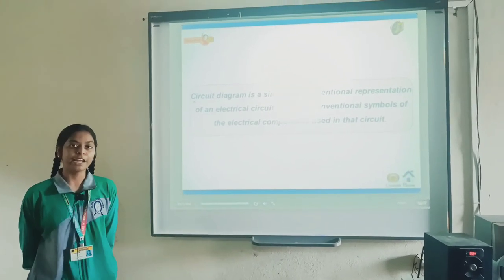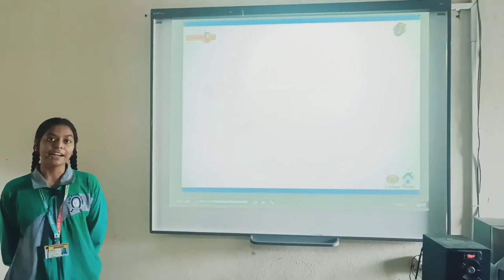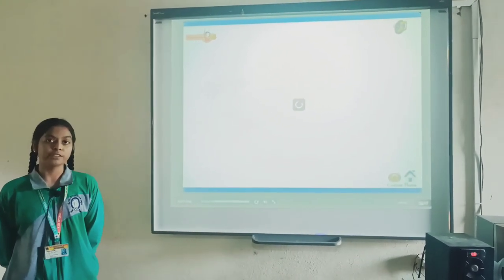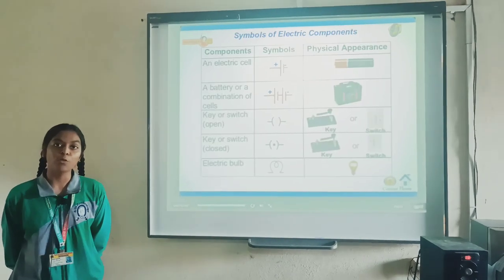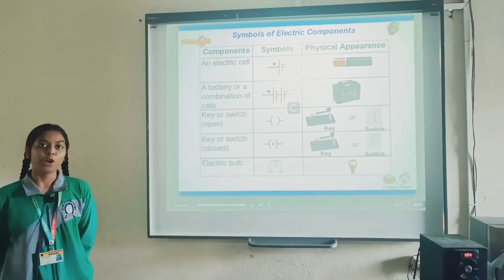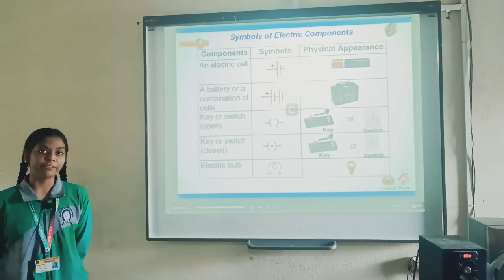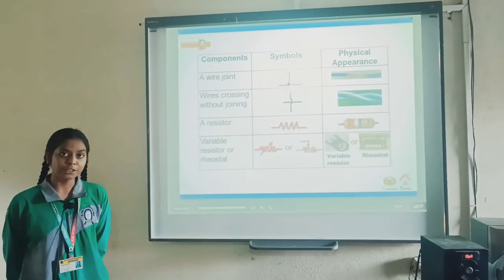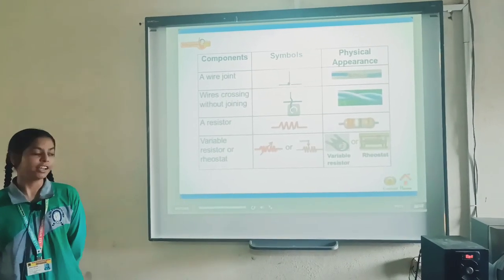I want to explain that this law was given by the German physicist Georg Simon Ohm. From his name, this law was called Ohm's law. He discovered this law in 1827.